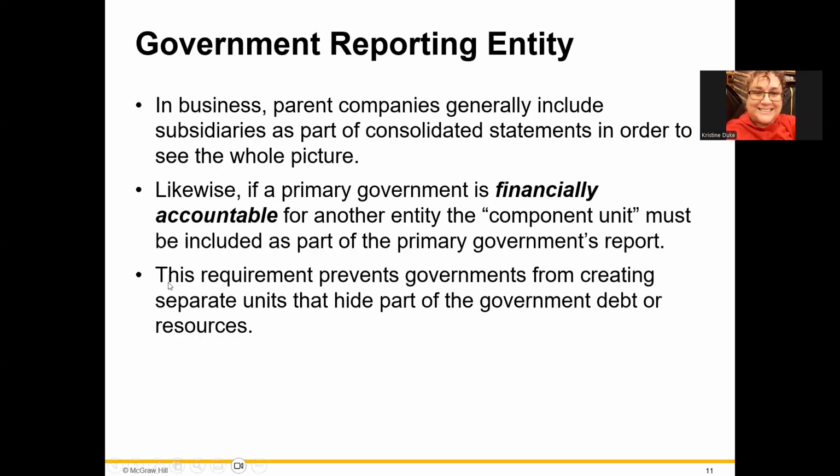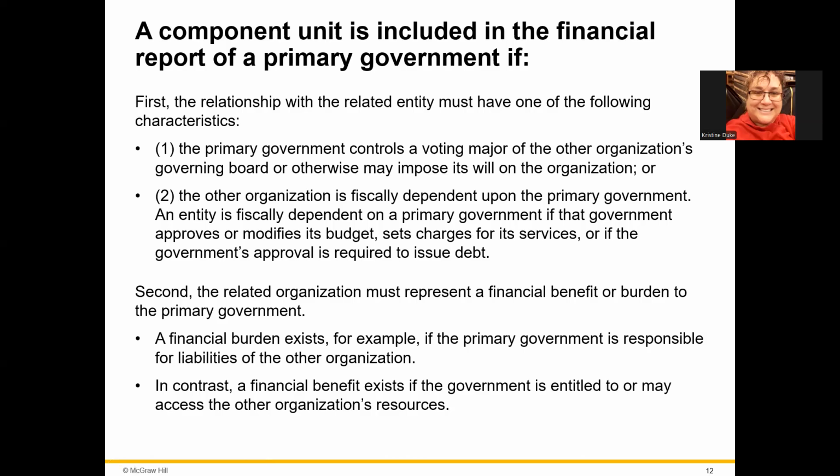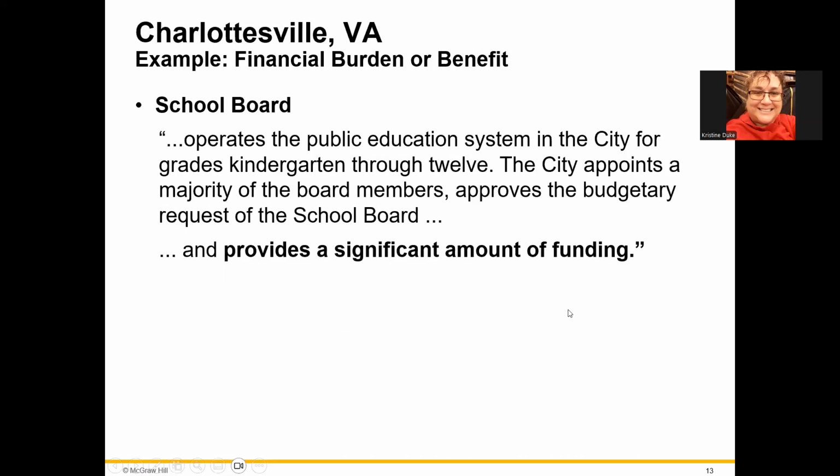Okay, primary government is financially accountable for another entity. The component unit must be included as part of the government's report. I believe the Civic Center is a component unit to the city of Yuma, okay? The primary government controls a voting majority of the other's organizational governing body. The other organization is fiscally dependent upon the primary government. Second, the related organization must represent a financial benefit or burden to the primary government. So you guys can read those.